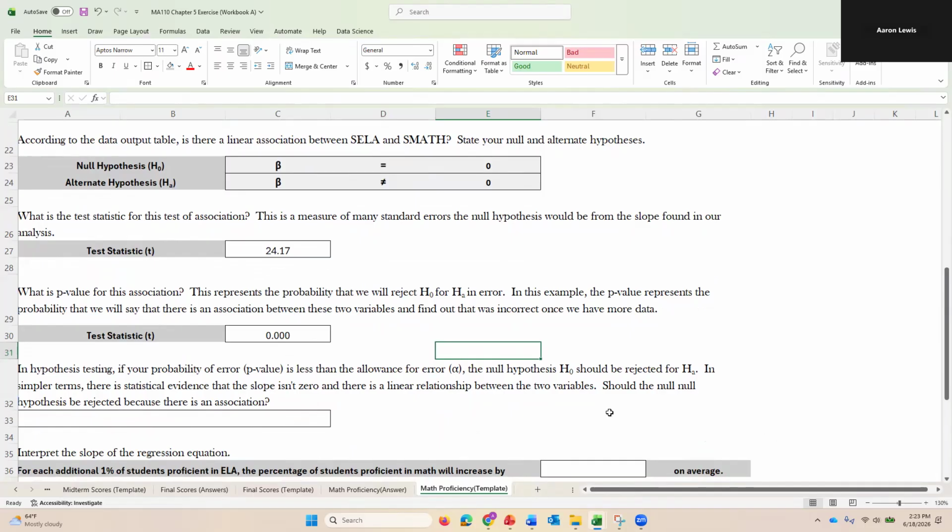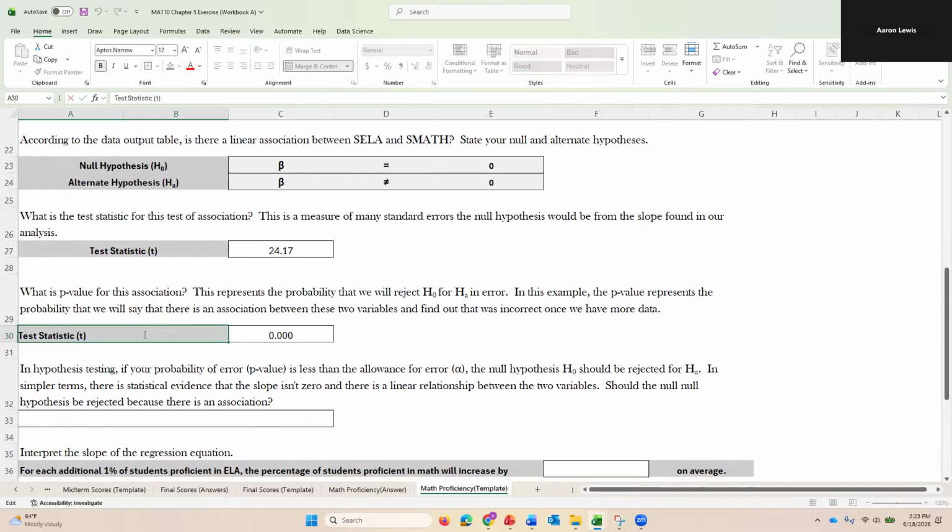And in hypothesis testing, you're going to have what they call an alpha. It is your allowance for error. If your probability of making an error, this should be a p-value, I'm sorry. It says test data still, there we go. If your p-value is less than that allowance, which they call alpha, looks a little bit like a fish, you are going to reject the null hypothesis and claim that your alternate hypothesis, the thing you were testing for, is true. So is there statistical evidence that we, in this case, have a slope?